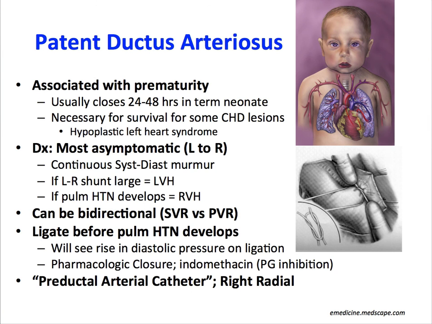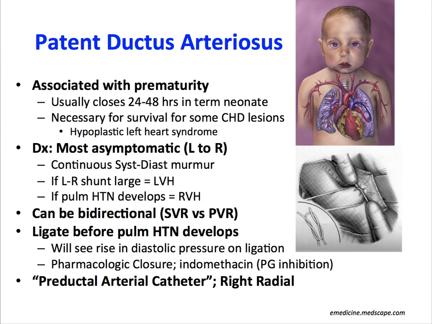In most cases, it's asymptomatic and is a left to right shunt. The aortic pressure is higher than the pulmonary artery pressure, so blood goes left to right from the aorta into the pulmonary artery. There's a continuous systolic and diastolic murmur. If there's a left to right shunt, which is characteristic, and it occurs over a long period of time, it floods the ventricle, the pulmonary artery gets a lot of blood. If pulmonary hypertension develops, right ventricular hypertrophy can occur. It doesn't always have to be just left to right. If pulmonary vascular resistance goes up, blood can go the opposite way and go right to left. So it can be bidirectional.